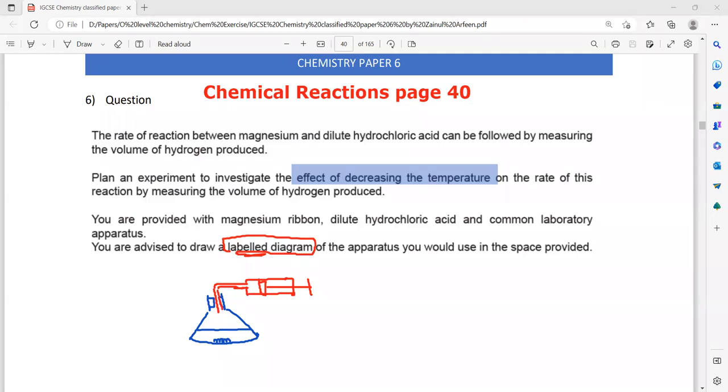Then, how can we do this experiment? These are the points you will mention. Take 2 grams of magnesium ribbon, add 10 cm cube of hydrochloric acid of known concentration, mix them and measure the volume of gas given off in a unit time like 3 minutes or 5 minutes. Then repeat the procedure at a different temperature, by decreasing the temperature, and then calculate the rate: change in volume divided by time.